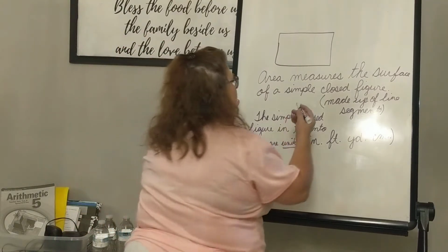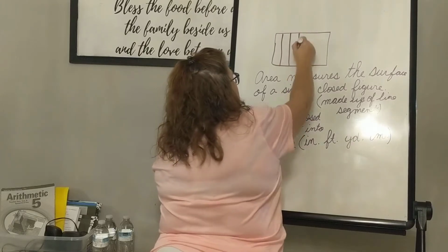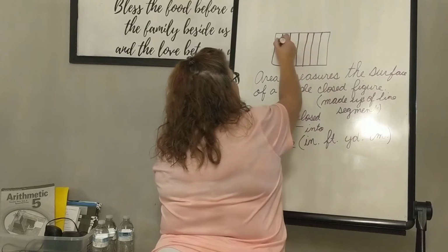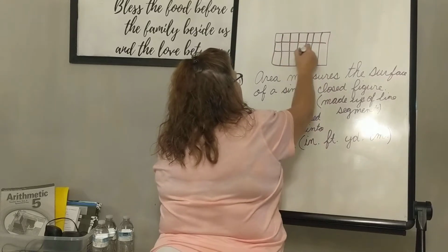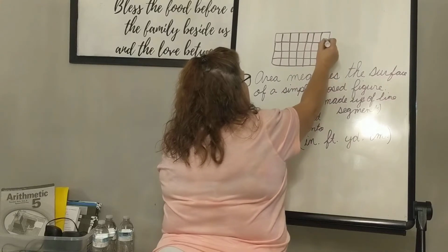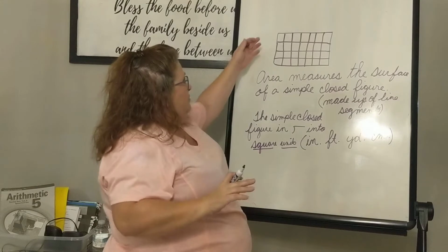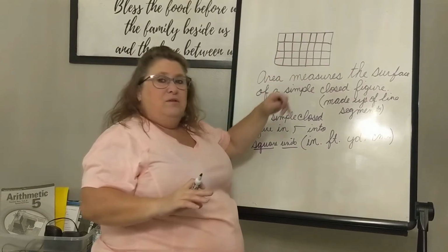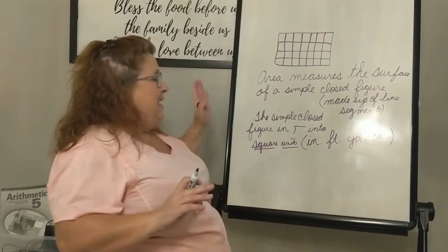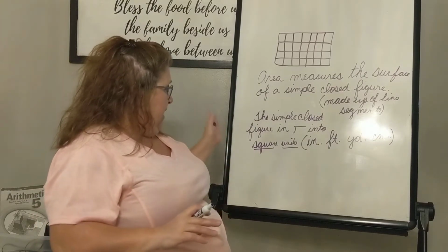The simple closed figure, whatever we're finding the area for, is divided into square units. If I took this rectangle and divided it into perfectly equal square units, whether the unit is inches, feet, yards, centimeters, any unit of measurement, I would count up those square units and that would tell me the area of that simple closed figure. So just keep that in mind.